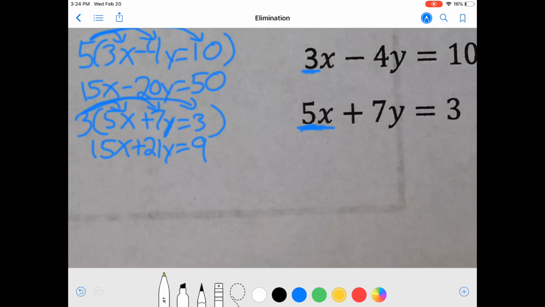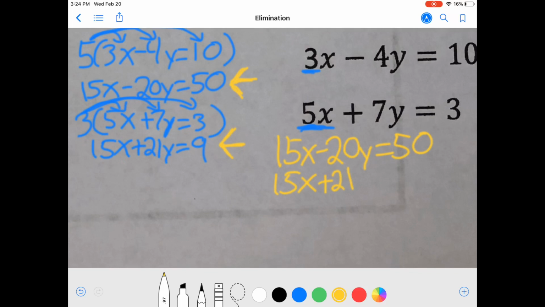So we're using our new equations to eliminate one of the terms. We've got 15x minus 20y equals 50. We've got 15x plus 21y equals 9. Now, we did not multiply by a negative, we only multiplied by positive 5 and positive 3. And we have no inverse terms this time, we have identical terms.